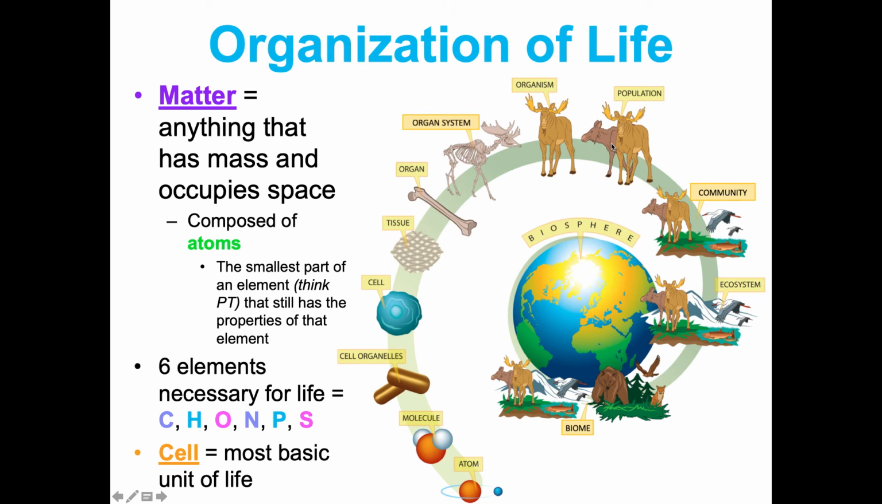So populations are groups of the same species of organisms in the same location. A community would be all the different populations in a given location. The ecosystem would be all the community plus all of the non-living factors of the location. Biomes are ecosystems with similar traits in different parts of the world, and then all of those make up our biosphere, so the living part of Earth.